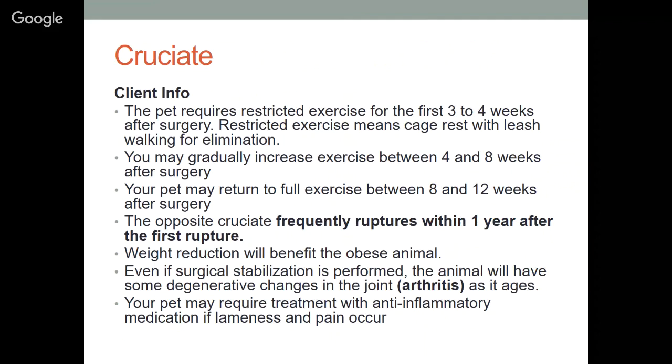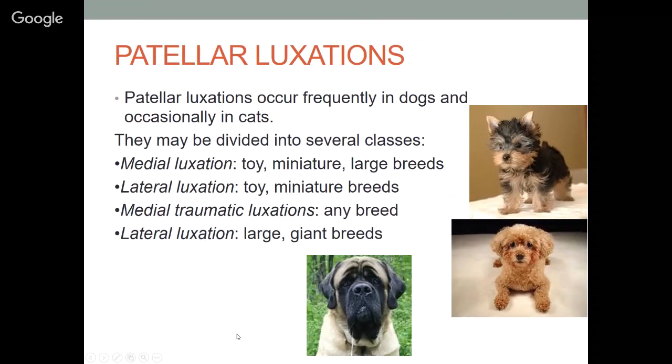Weight reduction will benefit an obese animal. Even if the surgical stabilization is performed, the animal will have some degenerative changes in the joint or arthritis as it ages. Anytime we do a joint surgery, it's going to cause more arthritis in the joint. The pet may require treatment with anti-inflammatory medication if we do get more lameness and pain. All right, so those are cruciate ligament ruptures.